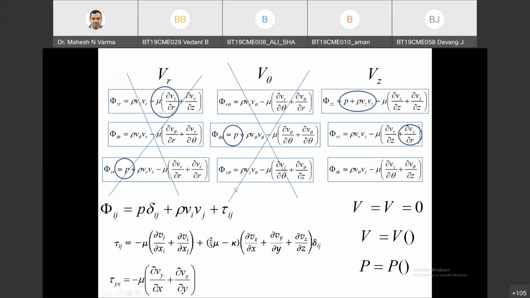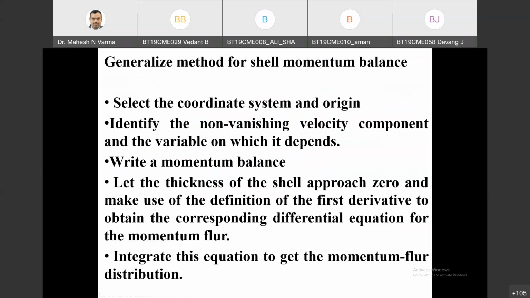I will again summarize what we have discussed. This is the generalized method we are going to follow. First we select the coordinate system, then identify the non-vanishing velocity component, then write a momentum balance equation. Then the thickness approaches zero, so we get a differential equation in the r direction because properties change in r. Integrate the equation; this is the momentum flux. Integrating, you get the momentum flux distribution.